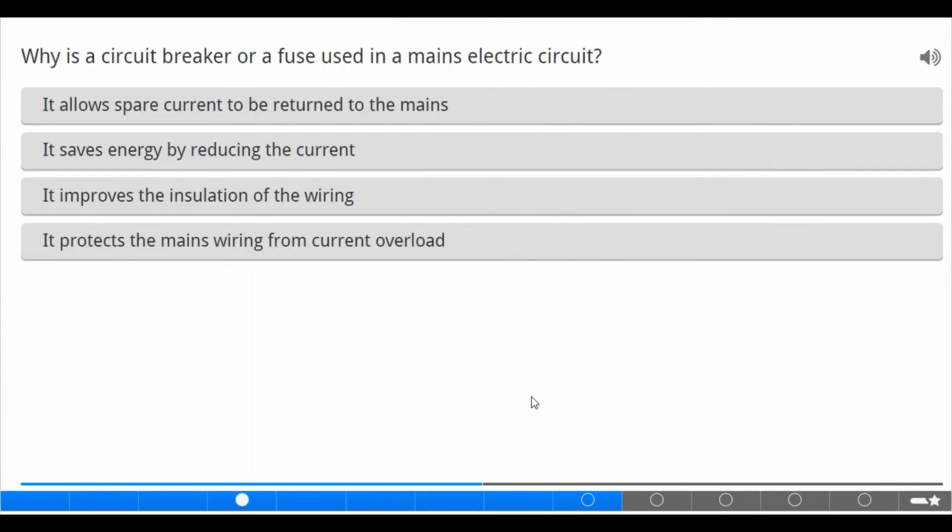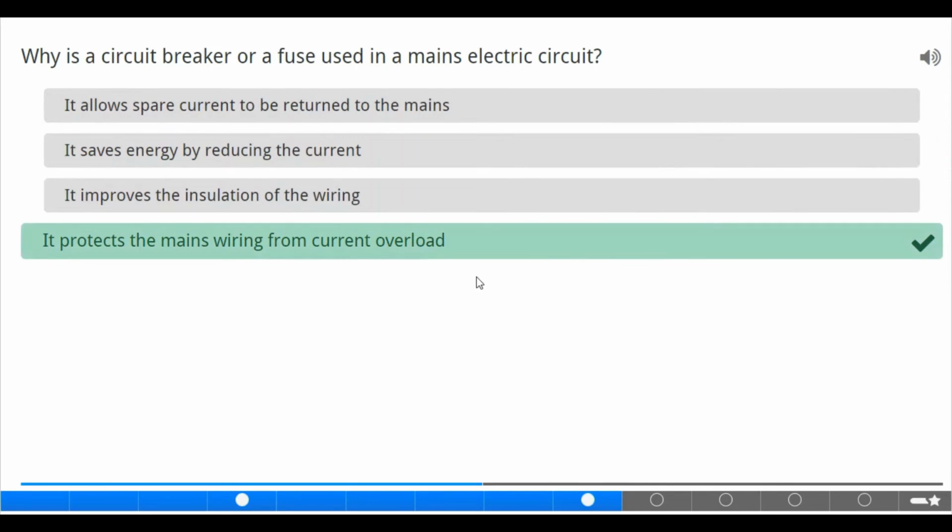Now, let's deal with this question. Why is a circuit breaker or a fuse used in a mains electric circuit? A. It allows spare current to be returned to the mains. No, that's wrong. It saves energy by reducing the current. No, that's also wrong. It improves the insulation of the wiring. No. Now, the last one, but not the least, it protects the mains wiring from current overload. That is what? True. That is correct. Let's click it. Check. That is it.